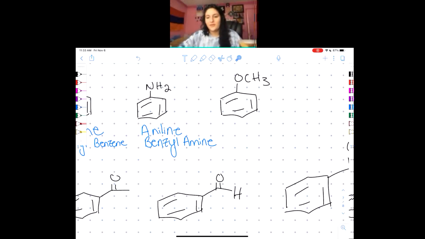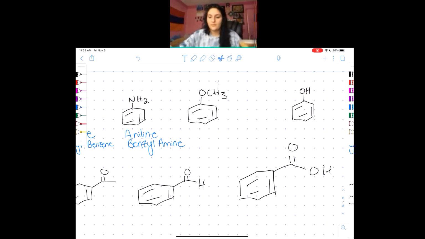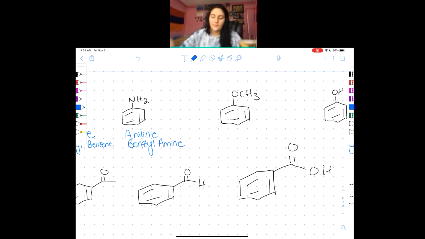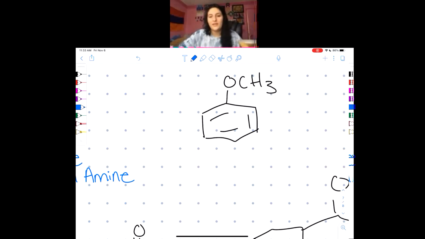Okay, so the next one, first tell me what is this group? What is this functional group? Ether, awesome. So, you guys remember how to name ethers? This one we actually talked about in chapter 13. Not the common name, because I don't think we ever mentioned the common name. So I'll give you a second to think of the IUPAC name. The common name is going to be anisole.